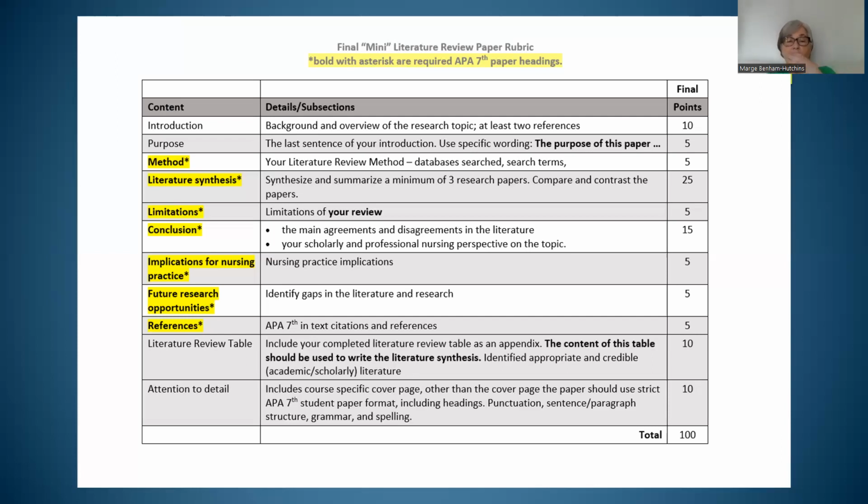The limitations of your review, once again, think back up to your method and things having to do with the way you collected data, the limitations, characteristics of the papers, and so on.